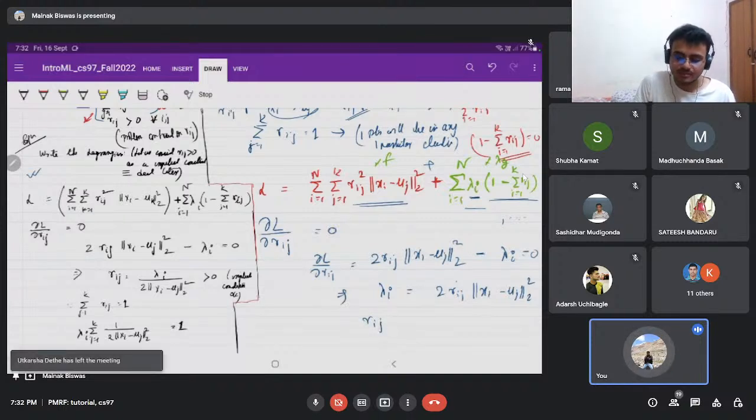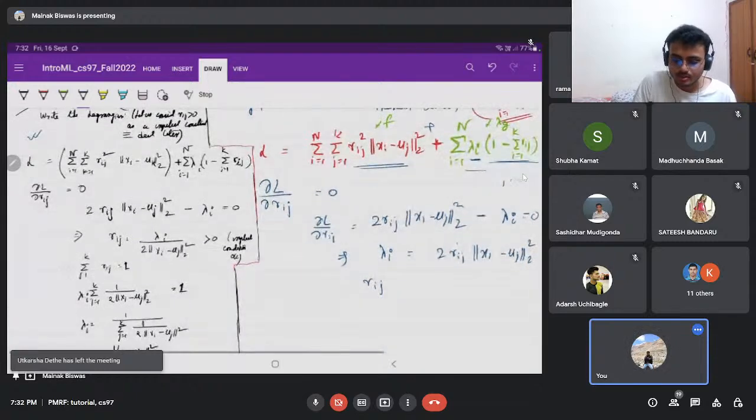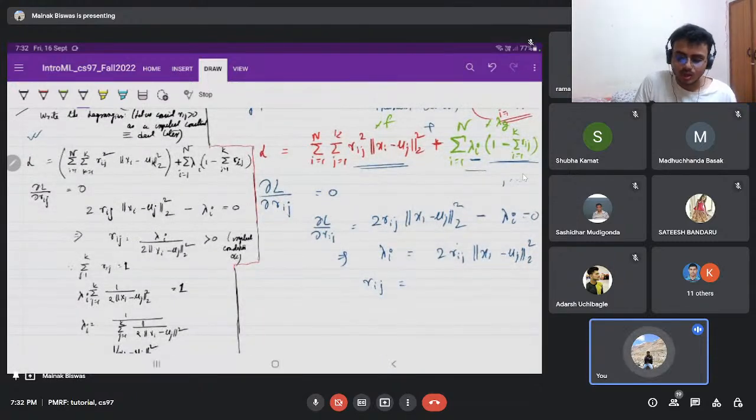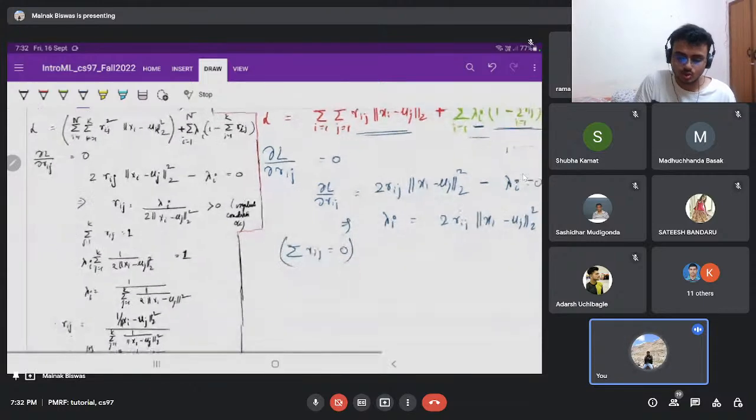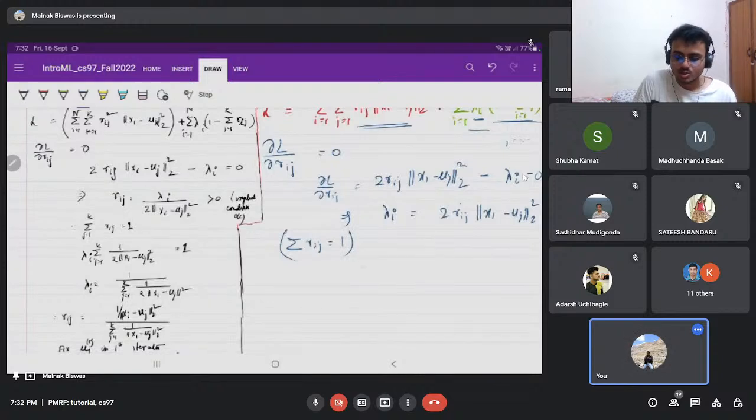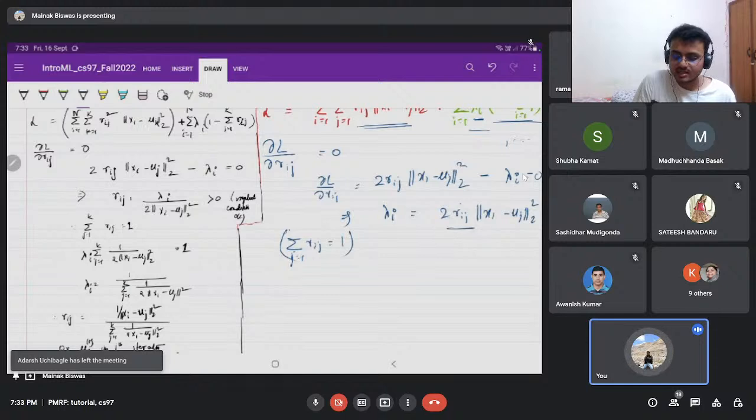So to find out lambda j, what can you do? Remember one thing: you can use this constraint, right? You also have to use this constraint to get your solution, not equal to 0 but equal to 1. So how can you do that? I take this equation, write Rij equal to lambda i by 2 (xi minus mu j).